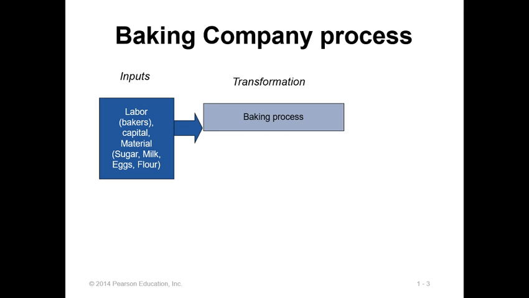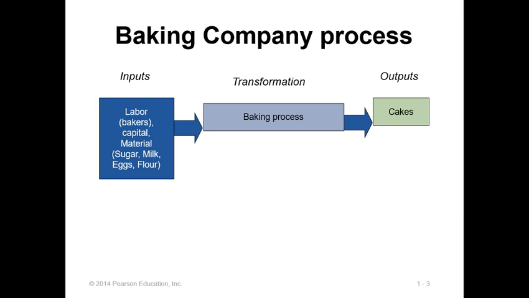Then we go into our transformation process, which is the baking process. In short, it's about transforming everything that we have, using the labor to make the cake, using the sugar, the milk, everything that we are going to use. And the final output is the cake that we're going to have. So this is the basic process of each and every company. We always have an input, a transformation process, and an output.